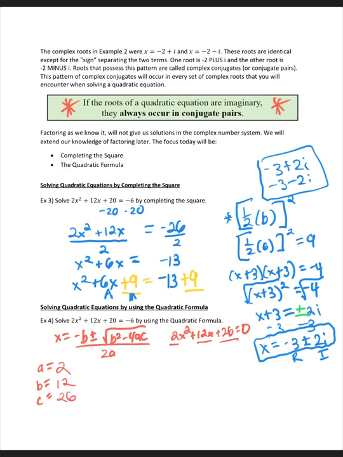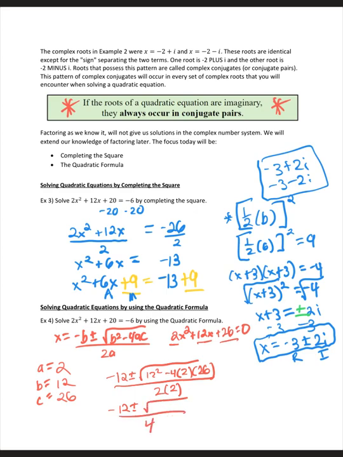And we can go ahead and plug in 2, 12, and 26 into their respective values for a, b, and c. So we have x equals the opposite of b, so the opposite of 12 is -12, plus or minus the square root of b squared, so 12 squared, minus 4ac, all over 2 times a. I'll clean this up. 2 times 2 is 4 on the bottom.